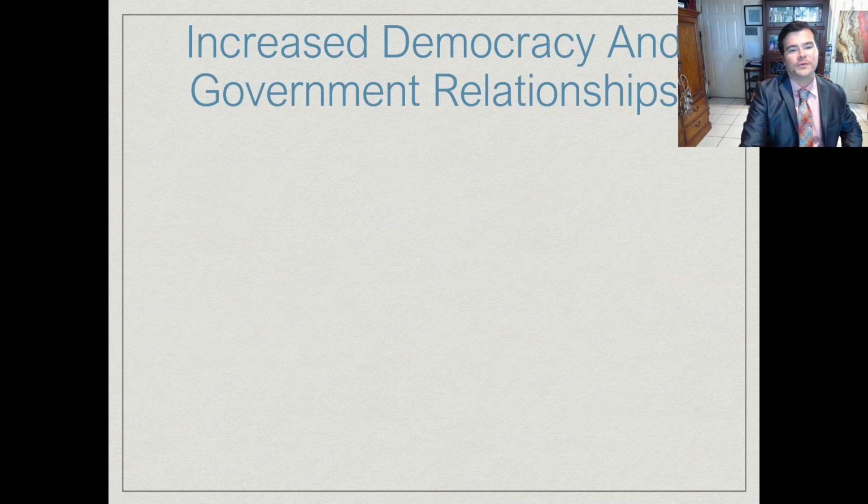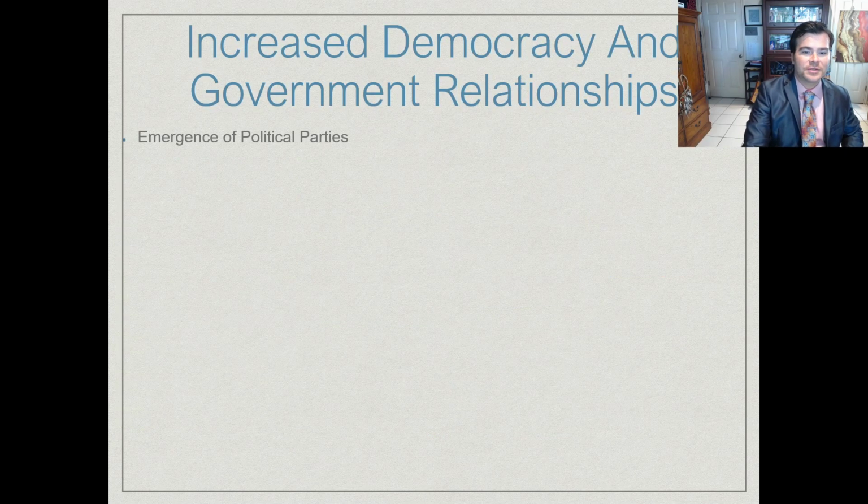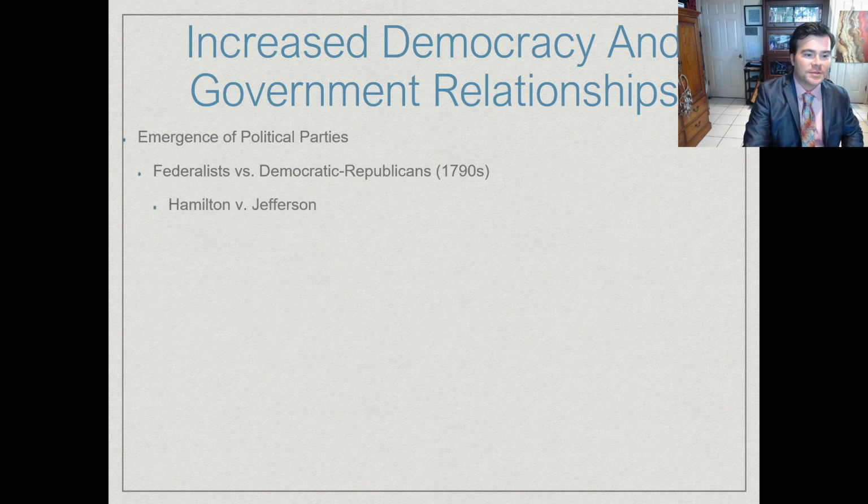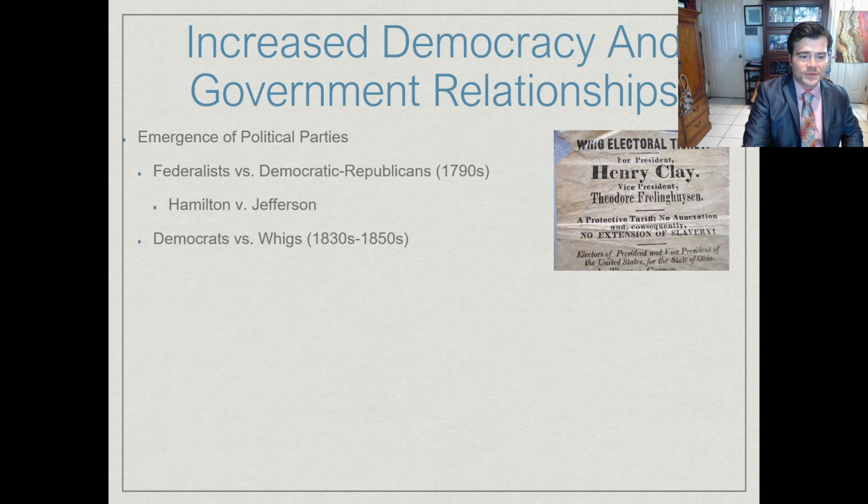So Period 4 review: increased democracy and government relationships. Remember, it's the Federalists against the Democratic Republicans, like the Jeffersonians versus the first two administrations, Washington and Adams. The first fight we have is Hamilton versus Jefferson. Kind of like today we have Lin-Manuel Miranda from Hamilton doing a master class on the AP College Board website.